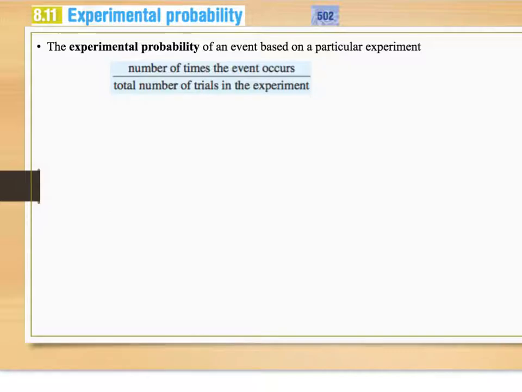Now, how do I find this? The experimental probability is the number of times that an event occurs divided by the total number of trials in the experiment. It's really straightforward, and you'll see how easy it is when we get to the examples.